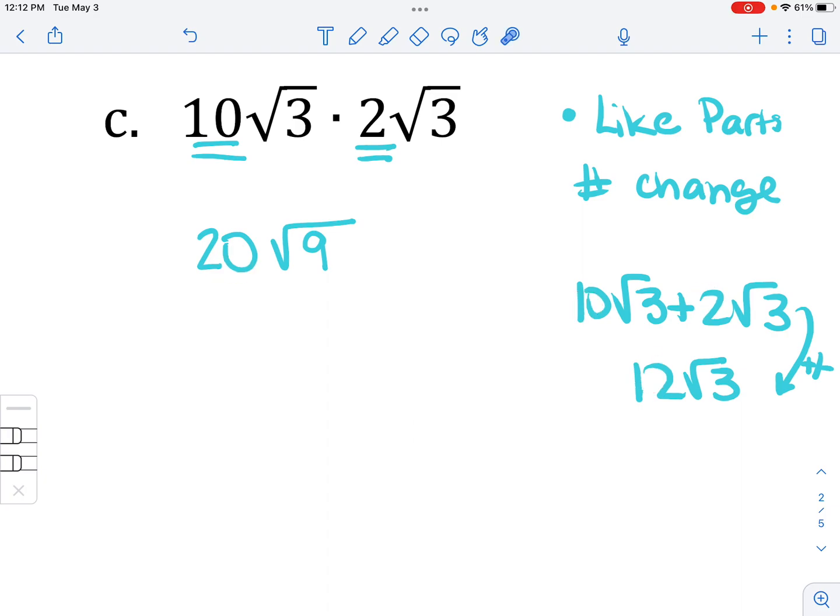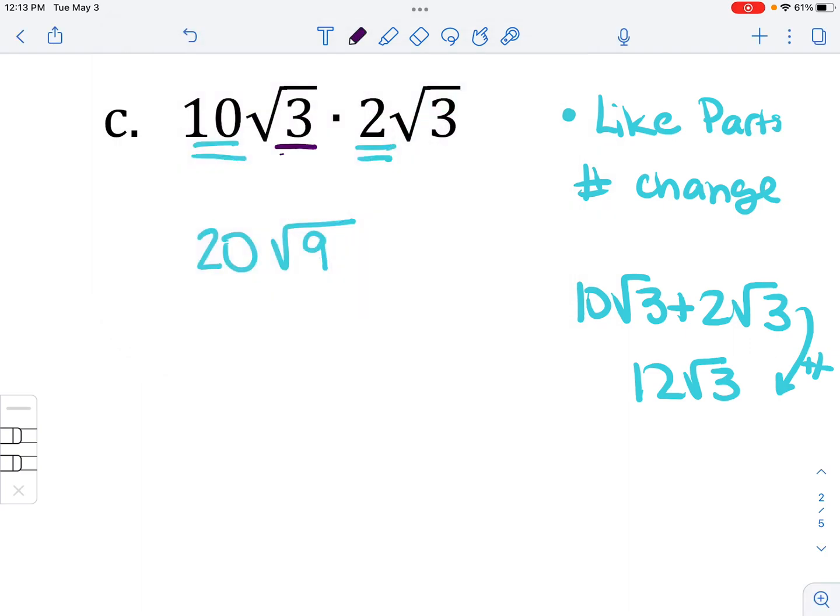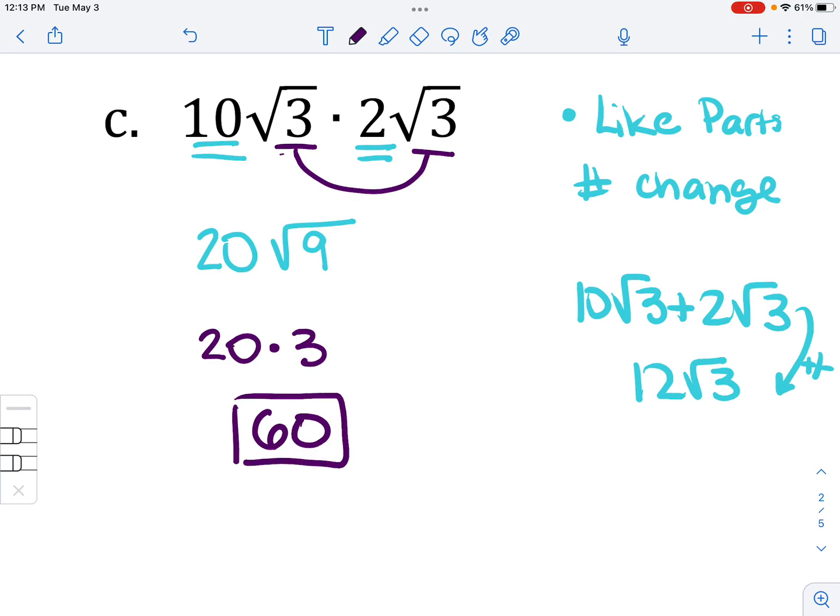But when you're multiplying, you multiply all the parts that are the same. So the root 3 multiplied by the root 3 gave me the 9. These two numbers multiplied is 20. And then if I have anything left to do, I finish it. I know that root 9 is the same thing as 3. The square root of 9 is 3. And the connection here was multiplication, so I might as well just multiply it together, giving me my 60. So that's my final answer here.